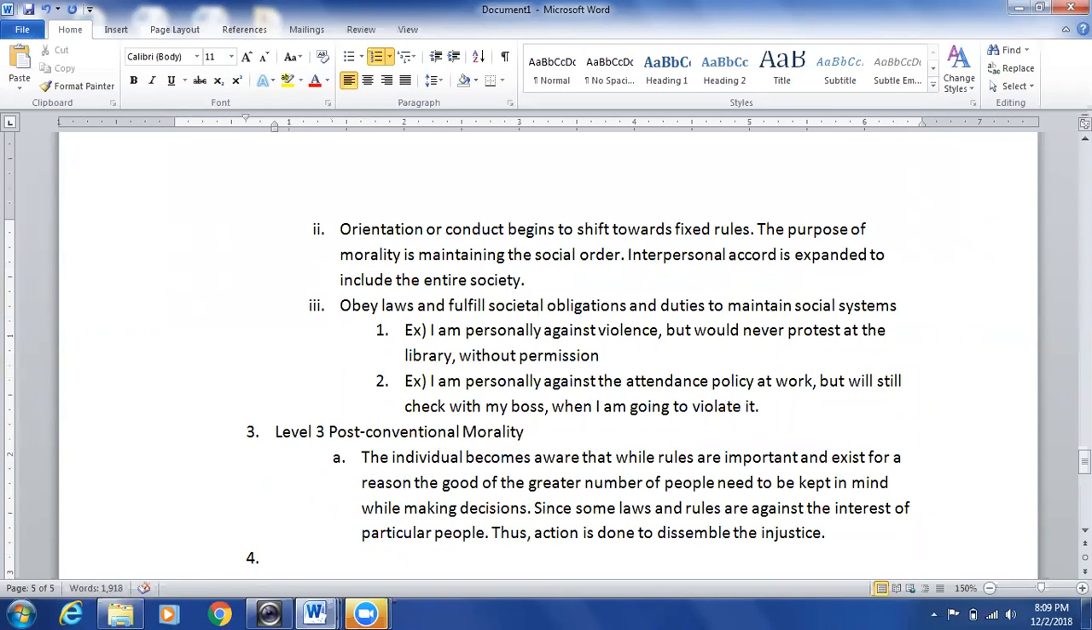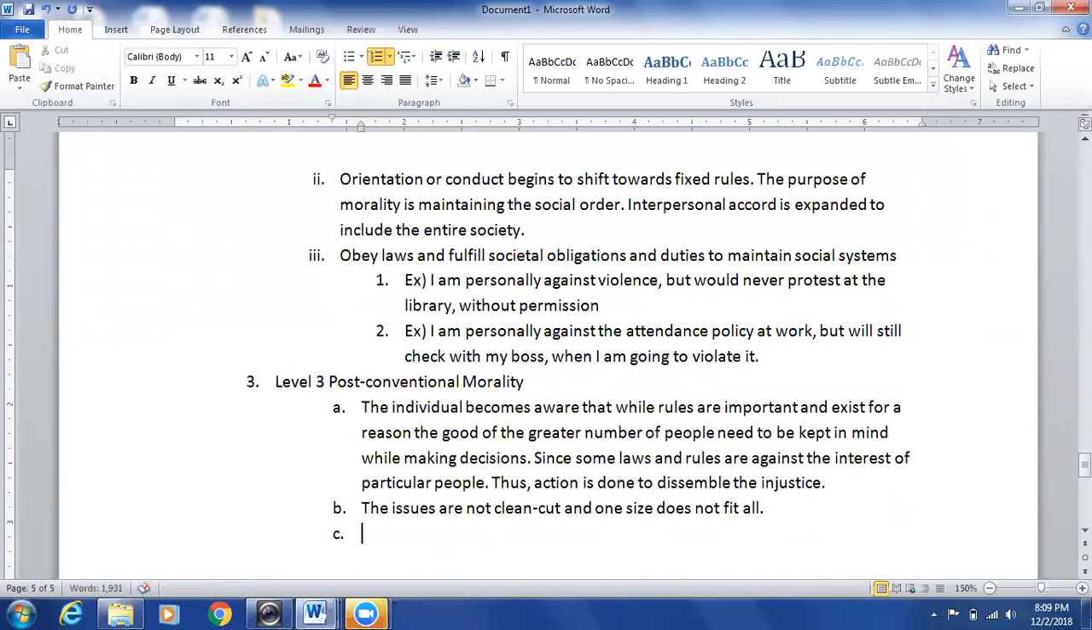So this is the type of person that is going to say that the issues are not clean cut and one size does not fit all. So most social workers are going to fit into this. We're always looking for a mutual benefit and reciprocity for everyone involved. So if someone does something, they need to get the same result as someone else, regardless of where they come from or who they are. So this is morally right and legal.